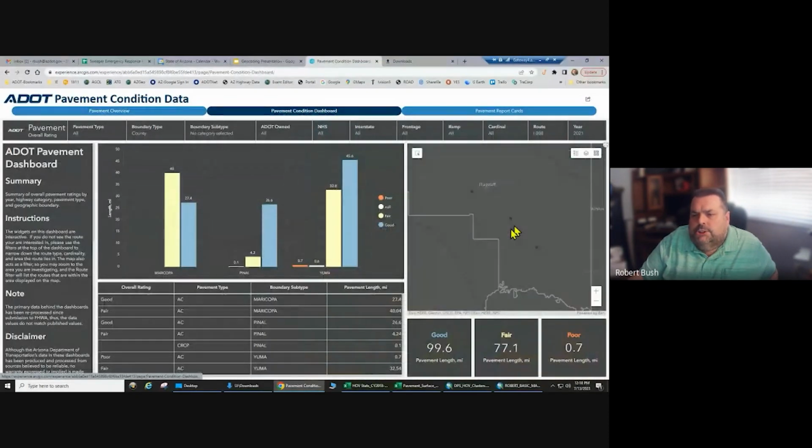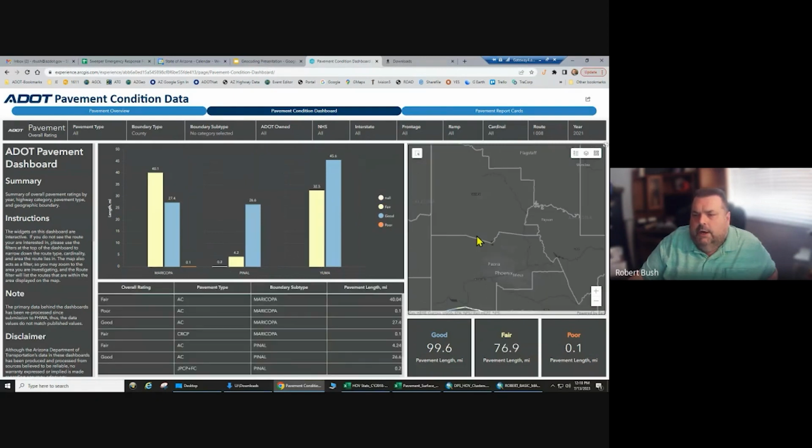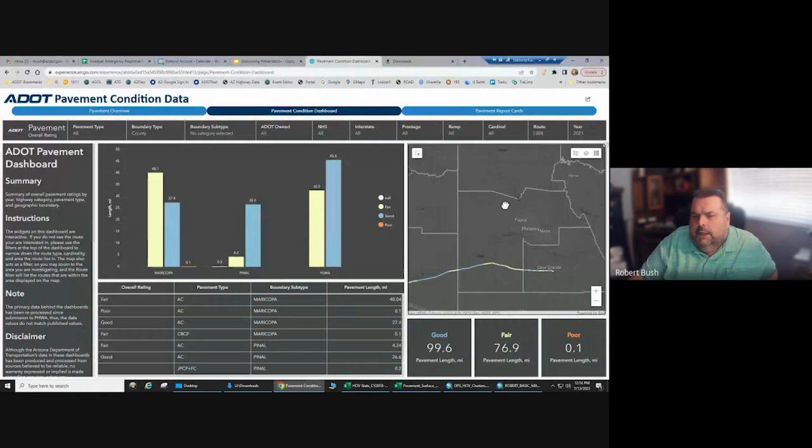And when you zoom in, and of course it's being slow there, it's starting to populate, it's just being slow. We're in Maricopa County here.